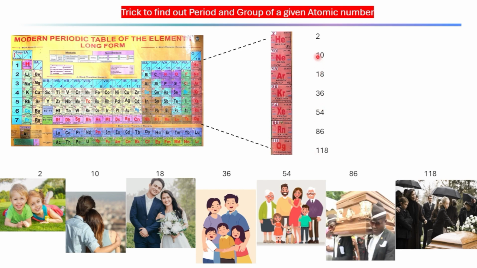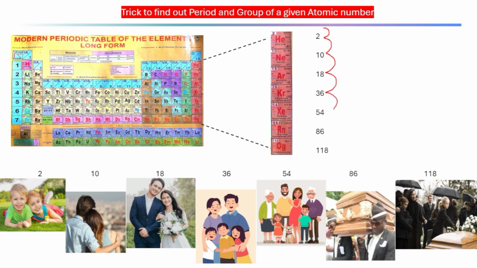First and foremost we have to remember this, and I will take a pen here. We have to remember that elements 1 and 2 are in period 1. From atomic number 3 to 10, those elements are in period 2. From atomic number 11 to 18, those elements are in period 3. From 19 to 36, those elements are in period 4.